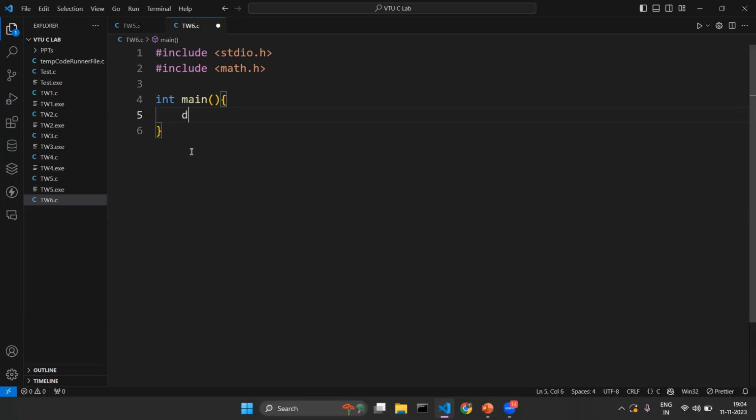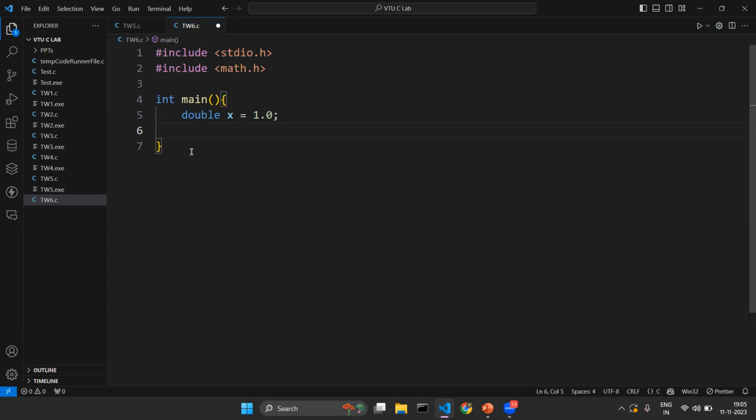As I told, x is the input. Here I will not take input from the user. I will just say double x equal to 1.0, because here our aim is not to take input from the user and all. Our aim is to compare the result between Taylor series expansion and built-in function. So we will not focus on other things much.